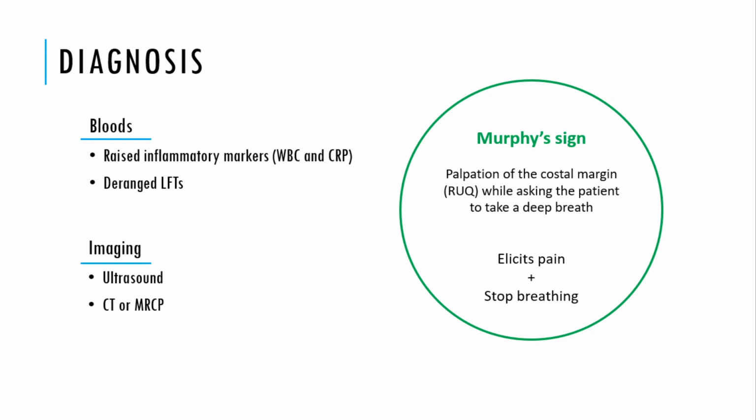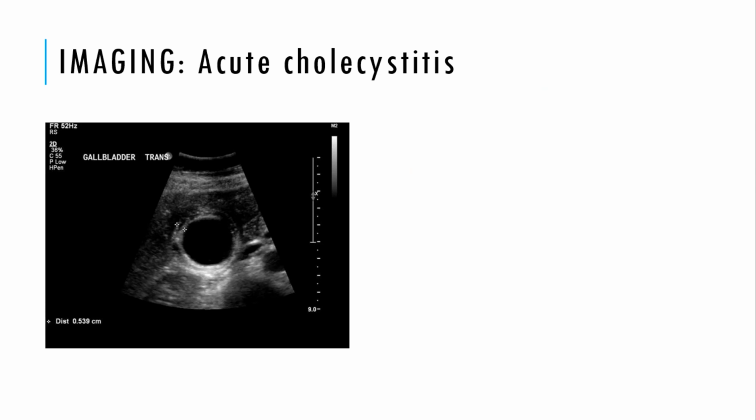Typically, patients have a positive Murphy sign, which is not exactly right upper quadrant pain or rebound tenderness in the right upper quadrant, but pain that is elicited when you palpate the right costal margin and ask the patient to take a deep breath. As they breathe in, your hand essentially compresses the gallbladder, and that elicits incredible pain to the effect that patients stop breathing. As we discussed, the most likely imaging modality is a simple ultrasound scan.